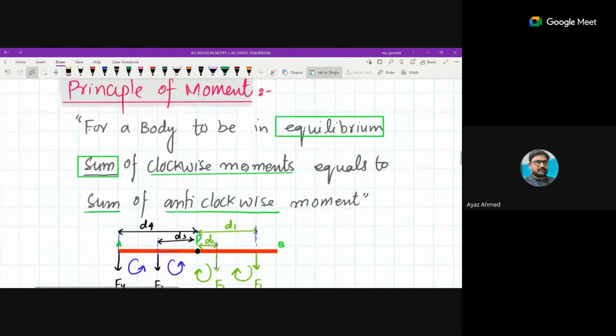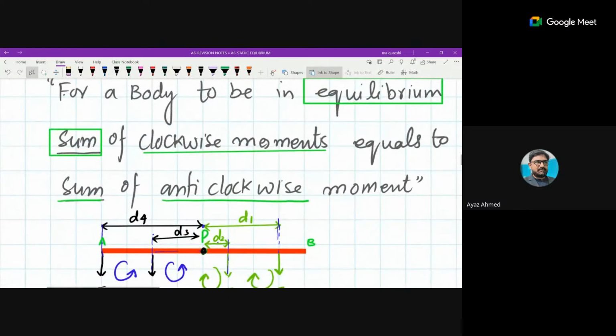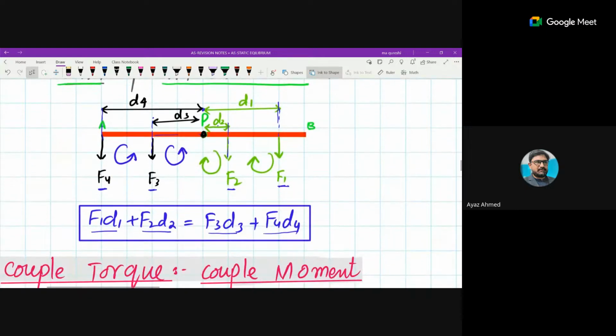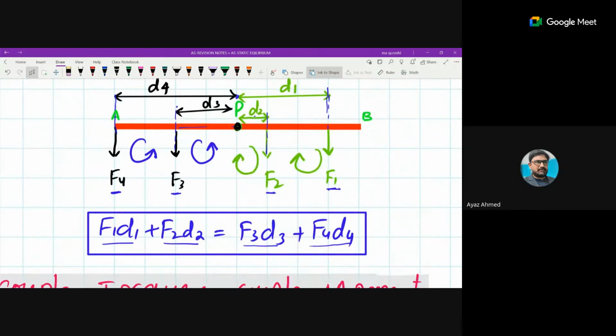Okay, that sum of clockwise moments equals the sum of anti-clockwise moments. Very good. So here we have, for example, a rod that is pivoted from this point. That black point is its pivot point, and you are applying different forces. I have mentioned different forces.